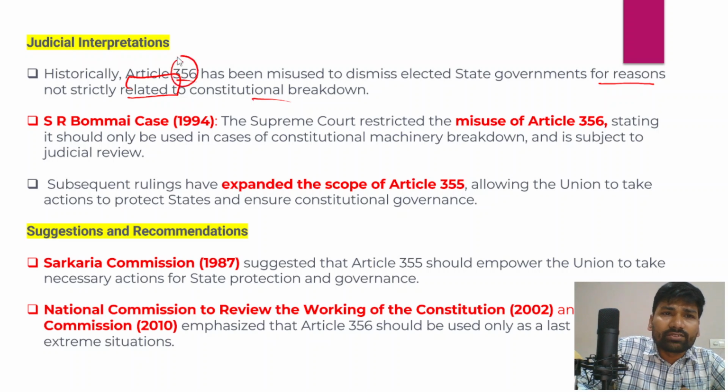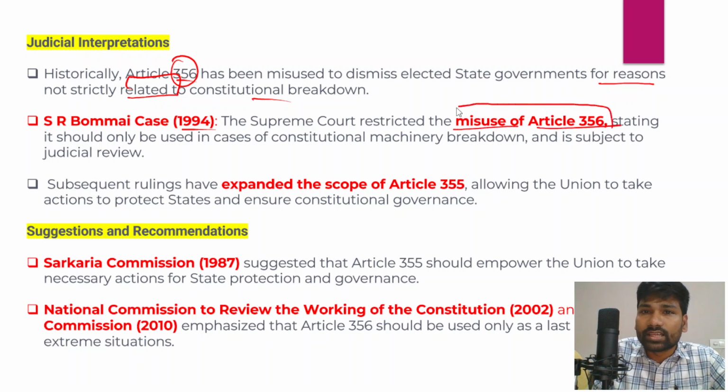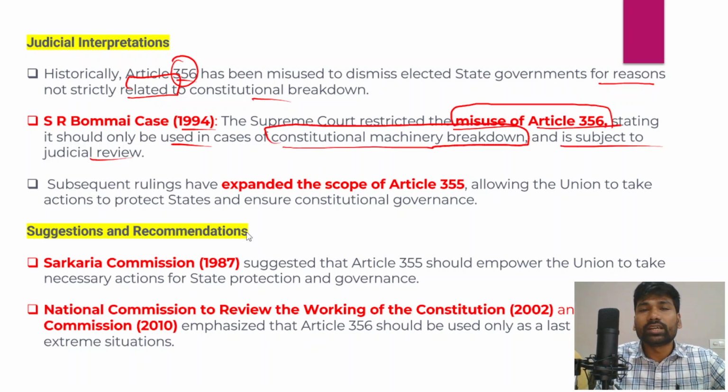Rather, Article 356 has been used mostly in the opposition ruled states, which is unconstitutional and arbitrary in nature. However, there was one landmark judgment of the Supreme Court which considers federalism as part of the basic structure, which was the SR Bommai case of 1994. In this particular case, the Supreme Court has restricted the misuse of Article 356, and has also clearly stated that Article 356 should only be used in cases of constitutional machinery breakdown and is subject to judicial review, right?